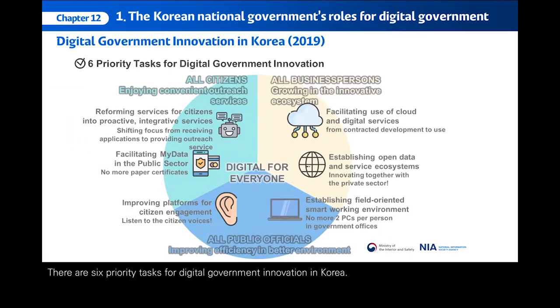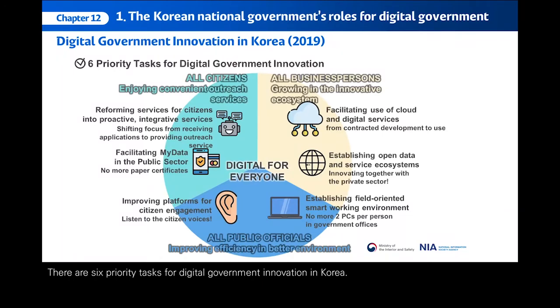There are 6 priority tasks for digital government innovation in Korea. First, reforming services for citizens. We need to shift focus from receiving applications to providing outreach service. And second, we need to facilitate my data in the public sector. Here, my data is an initiative in the Korean digital government. There are no more public certificates. This means a really paperless government. And third, improving platforms for citizen engagement. We need to listen to citizen voice.